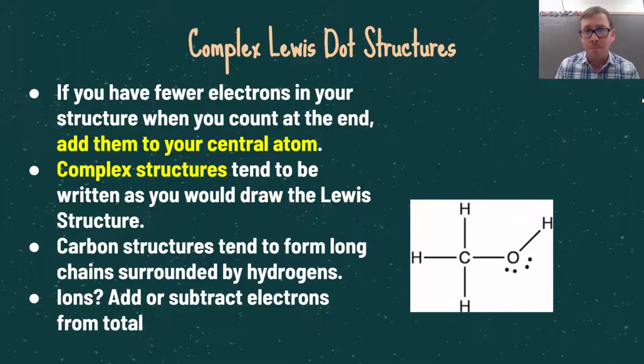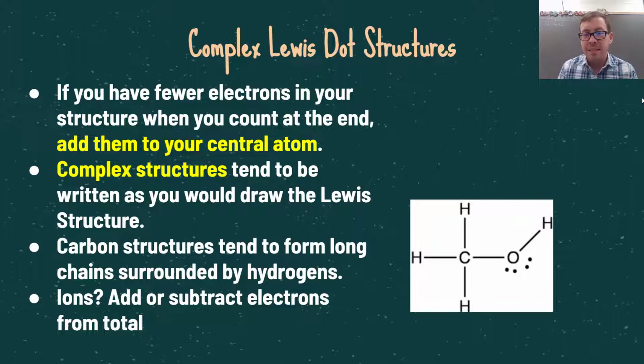For example, sulfur is a great example of an element that typically cannot satisfy the octet rule with just 8 in its outer shell. It can have 10, it can have 12. Same thing with things like xenon and even argon. Complex structures tend to be written as you would draw the Lewis structure. So for example, if you look at the diagram on the right here, this would be written as CH3OH.